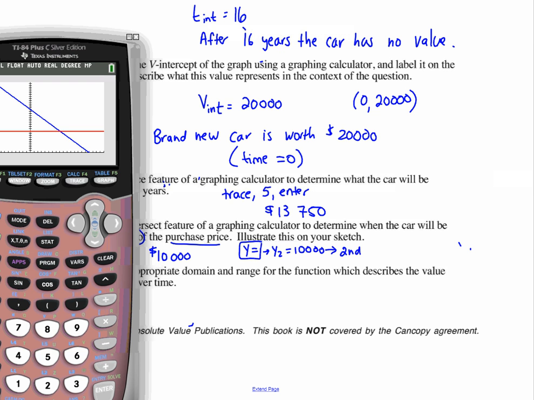Second trace. We want to see that screen. And we want 5, which is intersect. And we push enter how many times? 3. 1, 2, 3. Okay, so this would be 8 years is the answer.